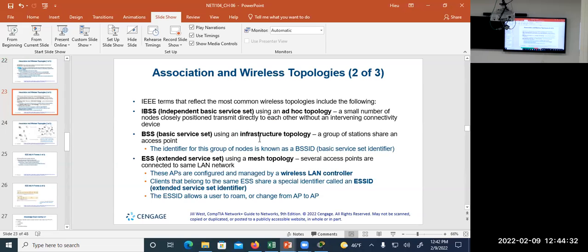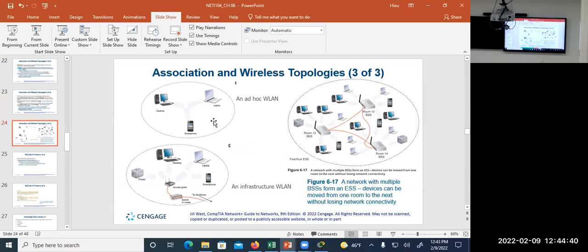Okay, so we have some definitions: the independent basic service set, the basic service set, and the extended service set. In the independent case, you have a group of end devices and users directly communicating together. You see that group of devices communicating together; they call it ad hoc. And then you have the infrastructure wireless local network, in which you have one access point.